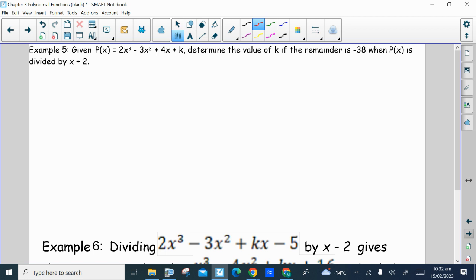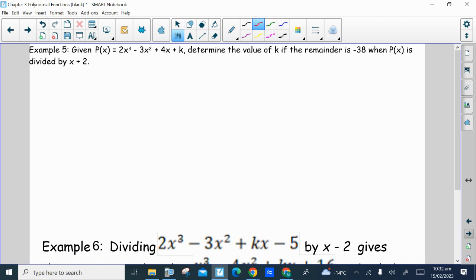So these next two examples are questions that are maybe a little more common on the diploma exam. Have to do some problem solving. Given that p of x is 2x cubed minus 3x squared plus 4x plus k, determine the value of k. And again, that word determine means you need to show your work.